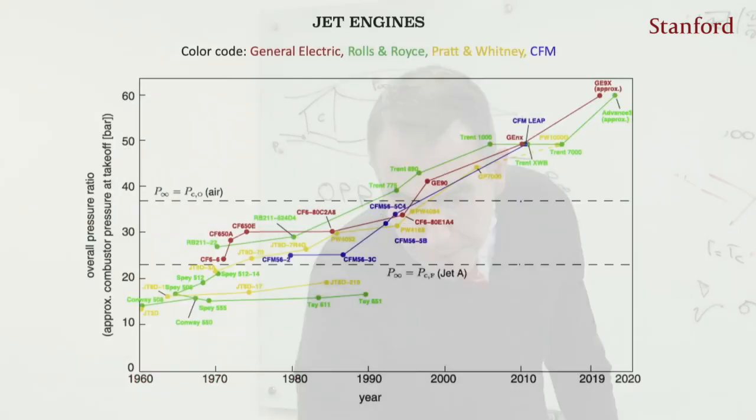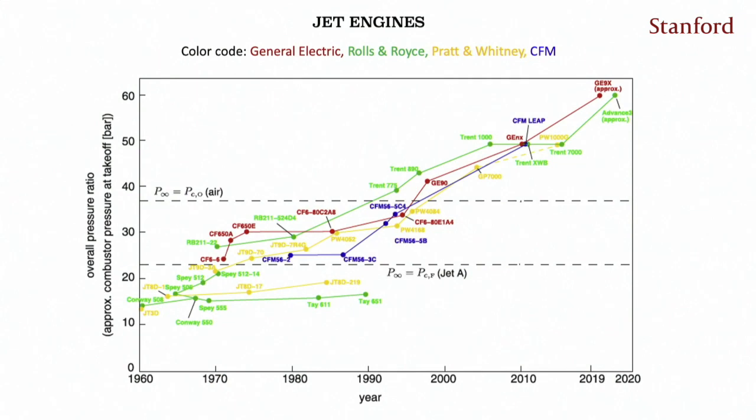So let's see this in a slide. So this is year, right, versus overall pressure ratio for modern jet engines, actually dating back to 1960 till 2020. So you see that the modern engines actually have a very high overall pressure ratio. So I'm also there indicating the critical pressure of air and the critical pressure of jet A, right?